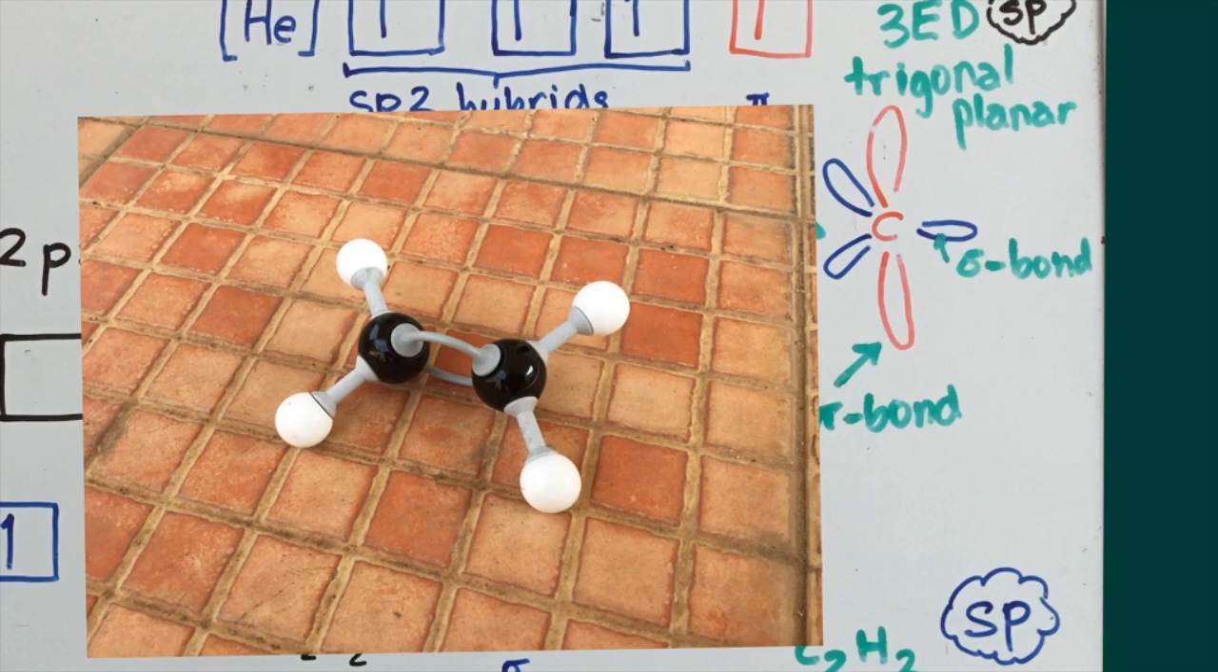When we have 3 electron domains, like in the carbons of C2H4, then we have sp2 hybridization, and the shape is trigonal planar. All 3 bonds are in the same plane, forming this triangular shape, trigonal planar.